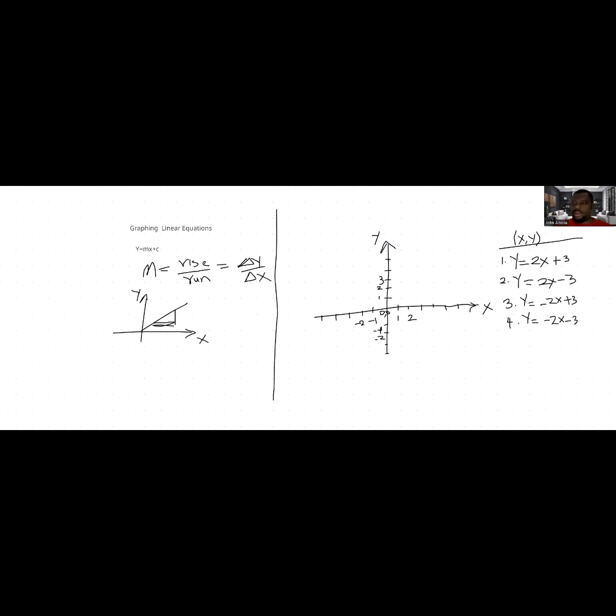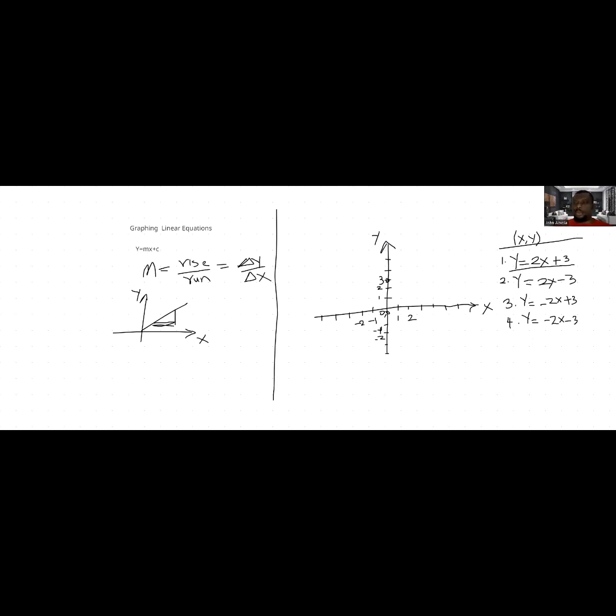Y equals 2x plus 3. Now you see 3 is the what? The y-intercept. So this is where the line will cut the y-axis. Now it's positive, take note of that. So it will cut the y-axis at the point 3, positive 3 at this point.